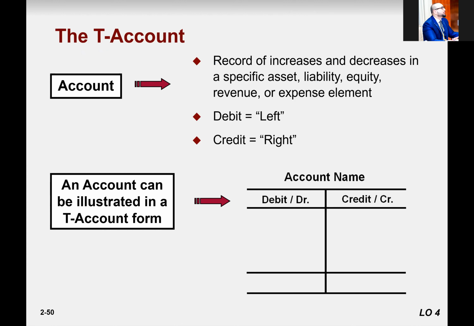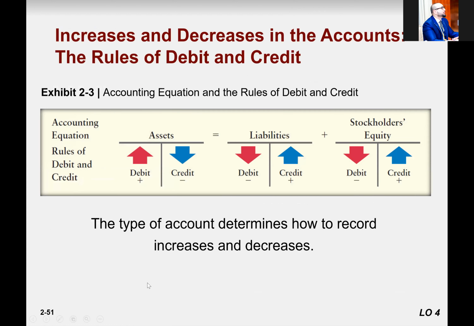If this is a T account, the right-hand side is called credit, the left-hand side is called debit. And what do we say about debit and credit? That these are not plus or negative signs. Remember that these are sides. Debit is the left side, credit is the right side. And then we talked about the rules for debit and credit in respect of the accounting equation.